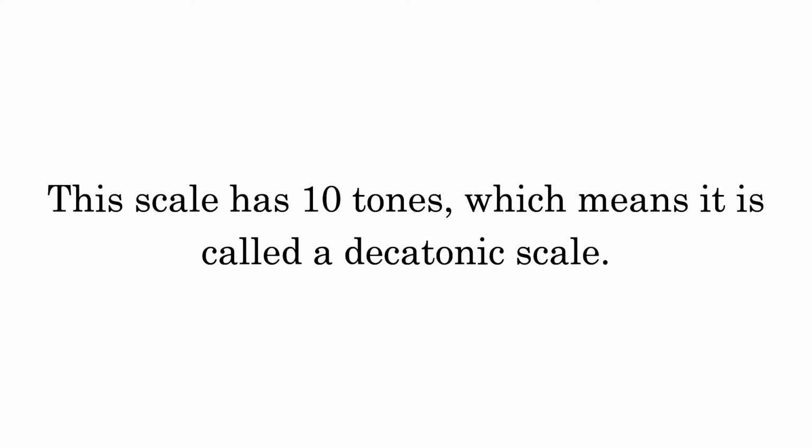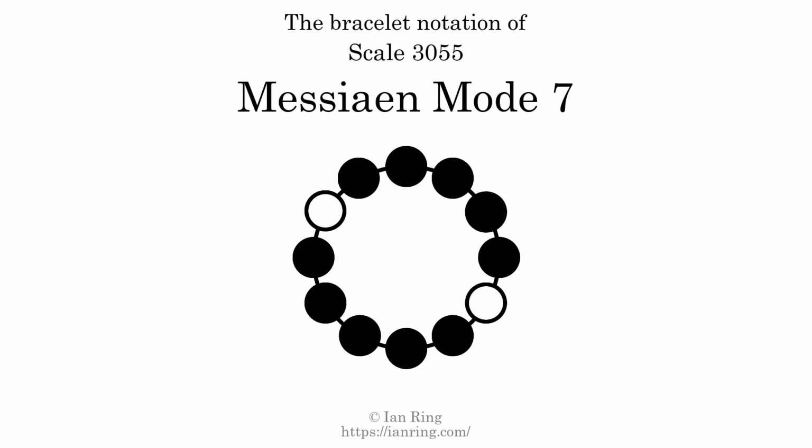This scale has 10 tones, which means it is called a decatonic scale. This is a bracelet notation diagram of scale 3055. The shaded circles represent tones that appear in the scale, and they are read clockwise, starting at the top.